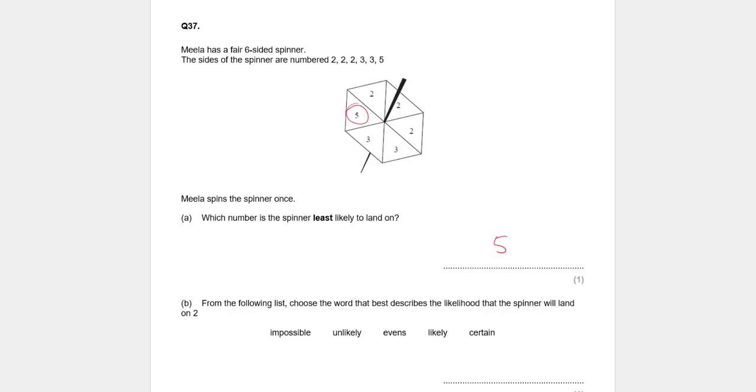Question B. From the following list, choose the word that best describes the likelihood that the spinner will land on 2. We can see there are 3 2s out of the 6, so there's an even chance. So evens.